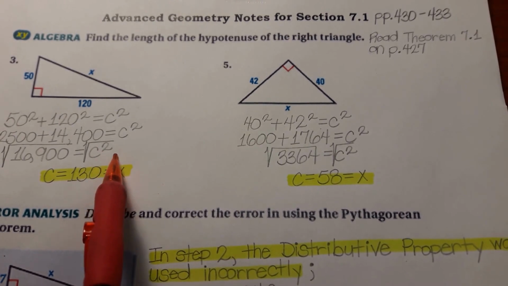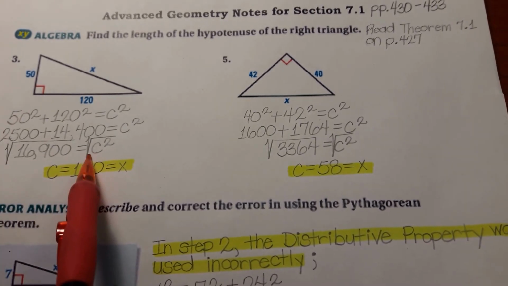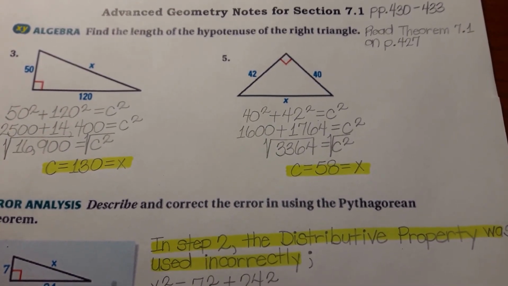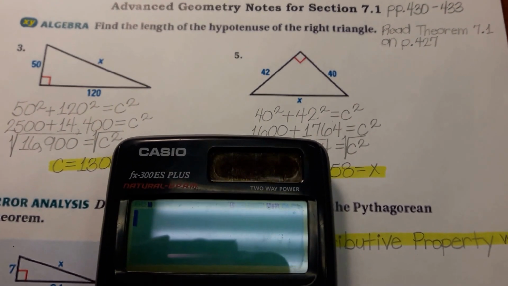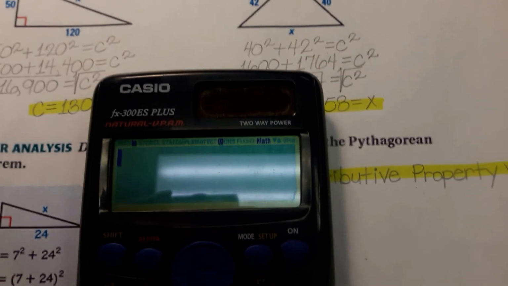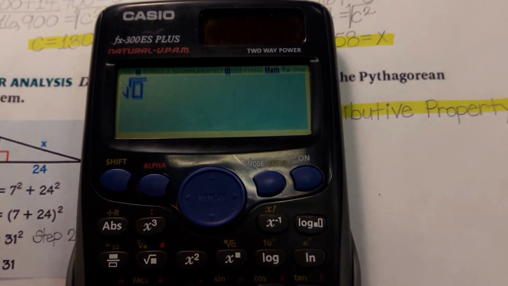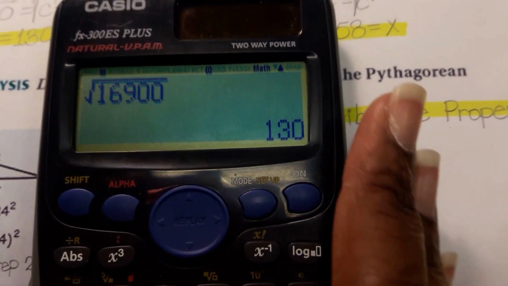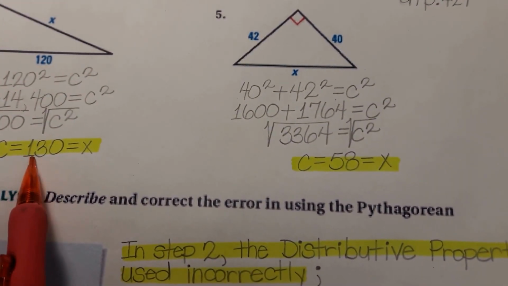I don't want c squared, I want c. So to get rid of the squared, I have to square root both sides. Your little symbol here is your square root symbol. You can work this out by hand, or you can type it in on your calculator. I'm using the Casio calculator. What I'm going to type in is my square root button, which is here, and 16,900. Press equal, and it gives me 130. So my answer for c and x is 130.